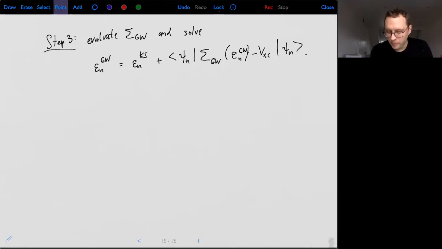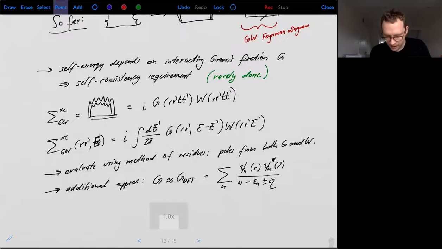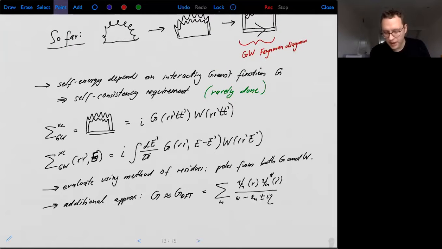And finally, let me also point out that at this point we still have ignored this issue that in principle we have the self-consistency requirement for the Green's function, what we talked about here. So this is yet a separate issue that, as I said, is often simply ignored.